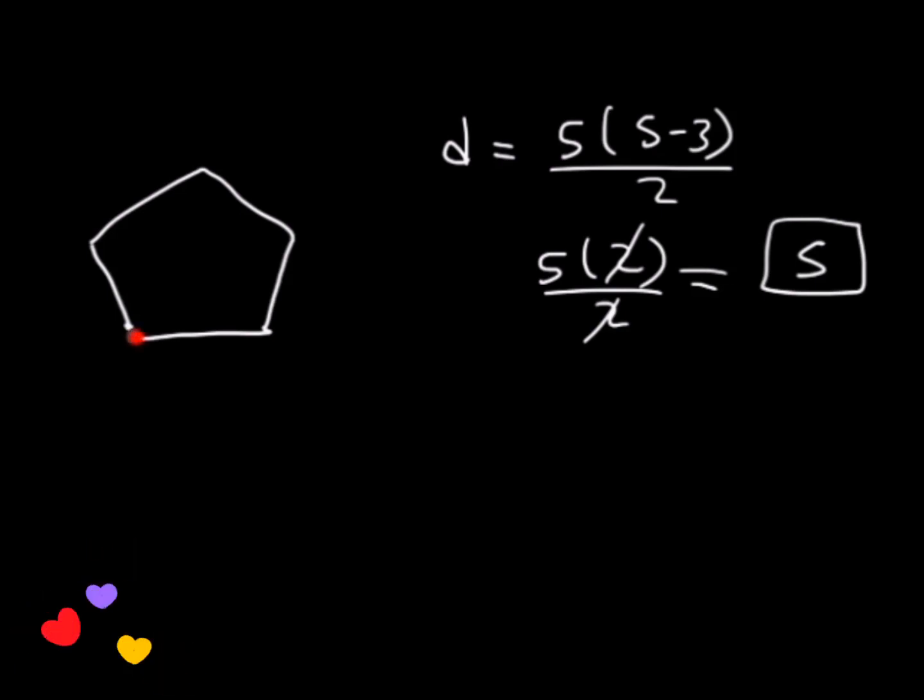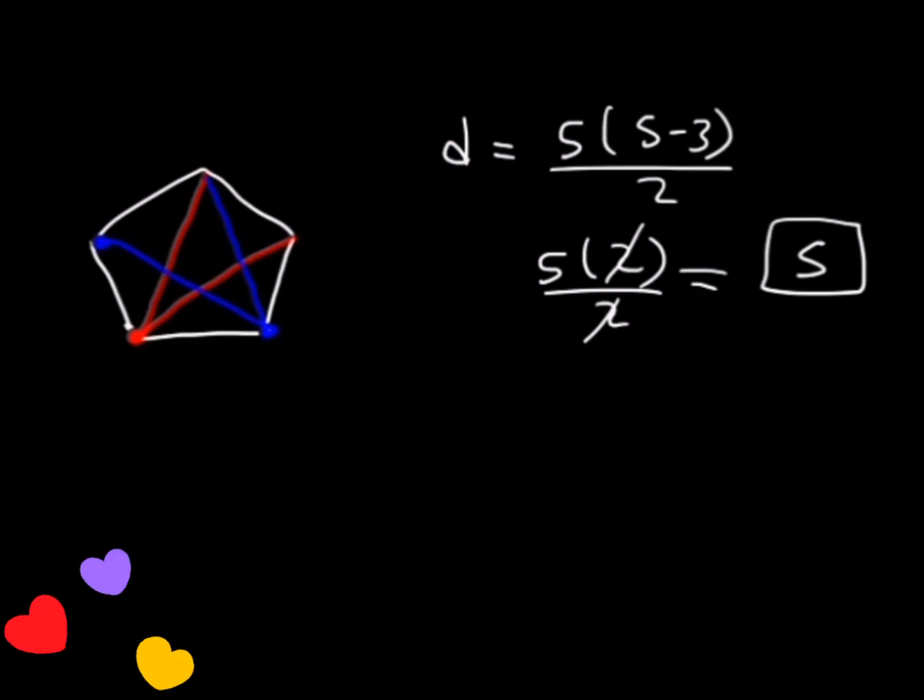Starting this point, we can draw 1 here. We can also draw 1 here. That's 2. Now we start this one. We can draw 1 here and 1 there. So that's 4 so far. And we can connect those 2 points. That's the total of 5 diagonals in a pentagon.